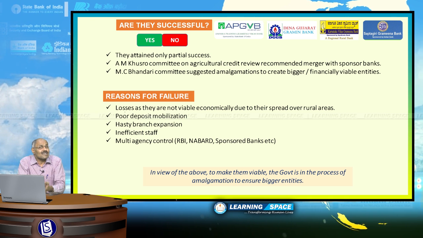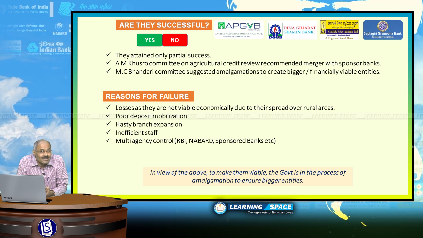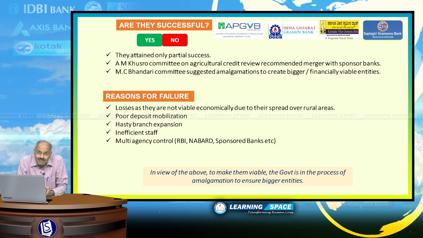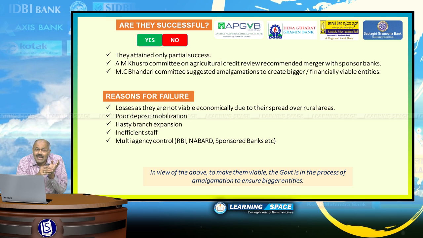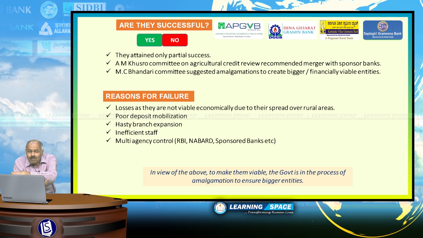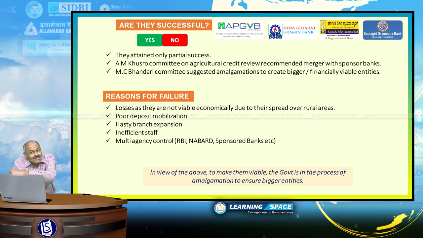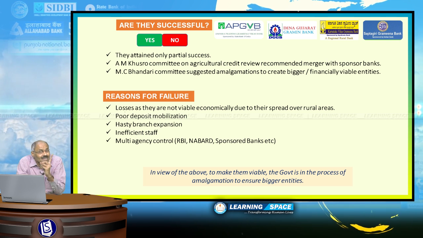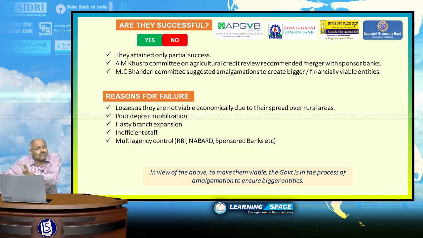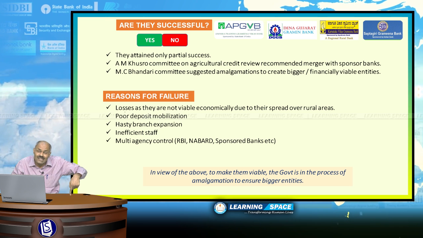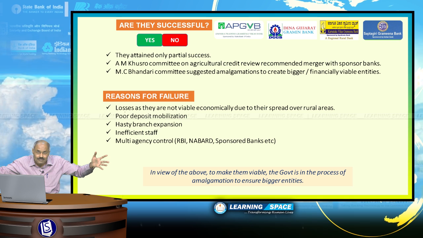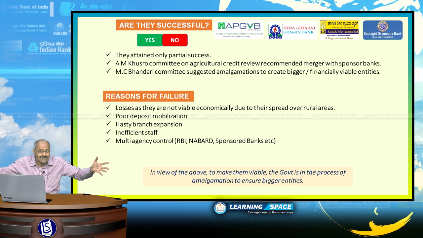And if you ask what is the reason for failure, they are not that successful as anticipated, because the reasons for failure are, they are into losses because their operations are restricted only to rural areas. And when bank branches are opened only in rural areas, how do they become financially viable? That is the biggest question mark. Second one is poor deposit mobilization because they are situated in rural areas. Third one is hasty branch expansion. Branches were expanded in a hasty manner, especially during the 1970s and 80s.